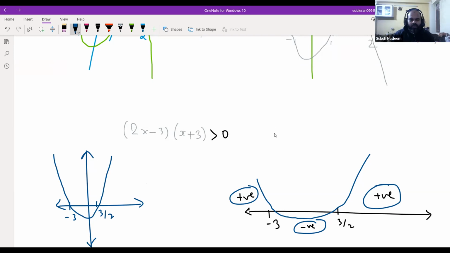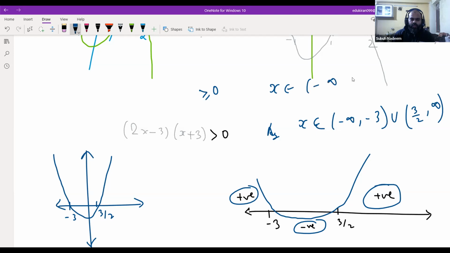The answer you will give is x belonging to minus infinity comma minus 3, open bracket, union 3 by 2 comma infinity, open bracket. Not closed bracket, because here it is greater than. If it was greater than or equal to, you can give x belonging to minus infinity comma minus 3, close bracket, union 3 by 2 comma infinity, close bracket, if it was 2x minus 3 times x plus 3 greater than or equal to 0.